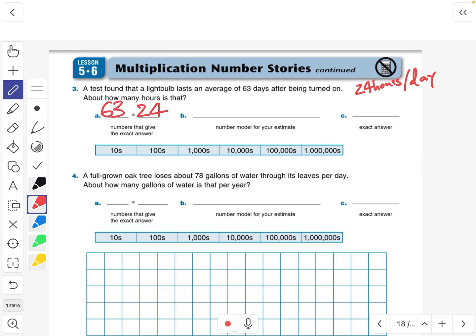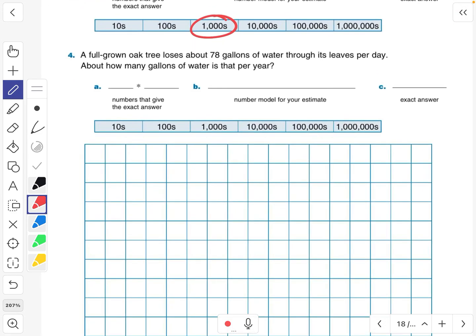Okay, here we are. Our estimate is going to be 60 times 20, because 63 is close to 60, 24 is close to 20. That equals 12, and then add the 2 zeros. That's 1200, so our estimate is in the thousands. Now we're going to go down to this grid at the bottom, and we're going to solve 63 times 24. And we're going to use partial products. So 63 becomes 60 plus 3. 24 becomes 20 plus 4. And then let's do a little line here.